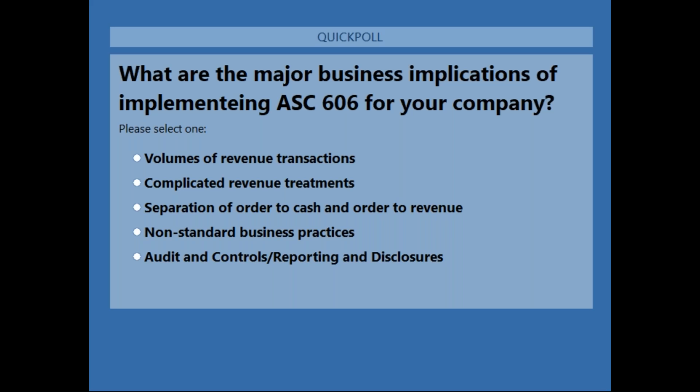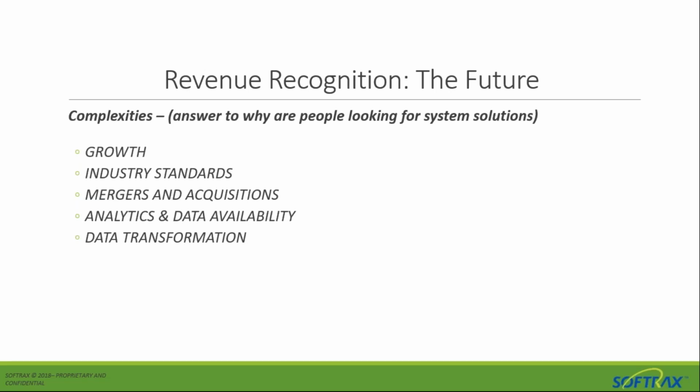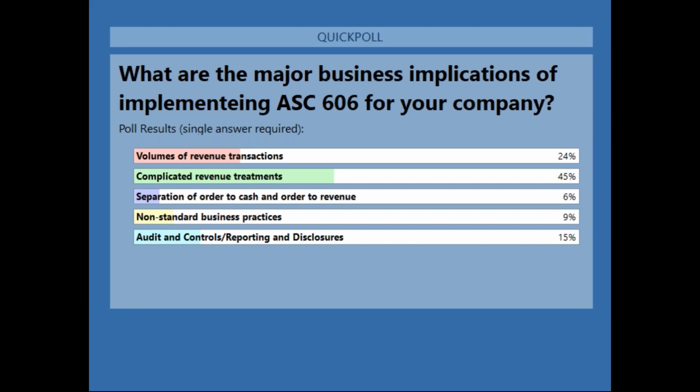All right, a couple more seconds and then I'll close the poll and share those results. All right, 45% of you are dealing with complicated revenue treatments. That is the major business implication. And then the next one is volume. Okay, so complicated revenue treatments is the major business implication of implementing ASC 606 for your company. All right. Tim, do you have any thoughts on this polling result?